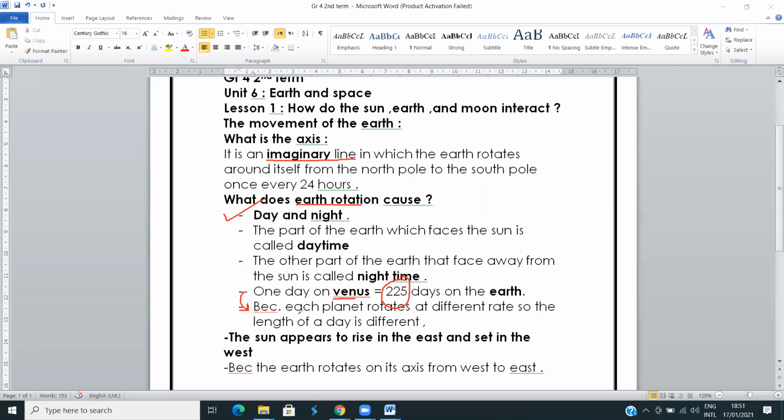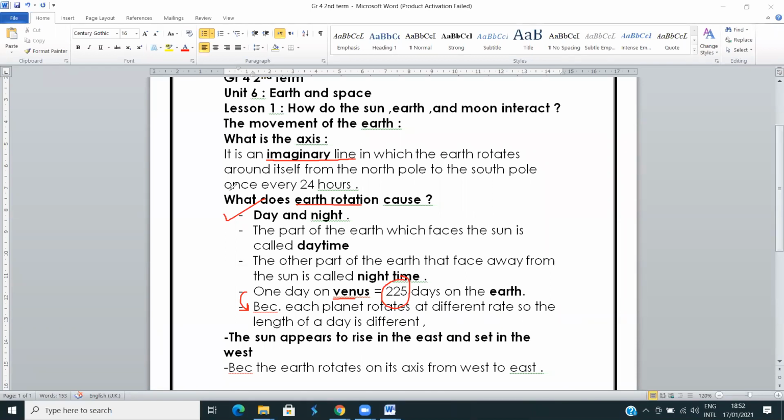Because 24 hours of the Earth means 1 day. Why also? Because each planet rotates at a different rate, meaning different days, meaning different hours. So the length of a day is different. The length of a day on Venus is different from the length of a day on Earth. Okay, Asr? Thanks, Asr.